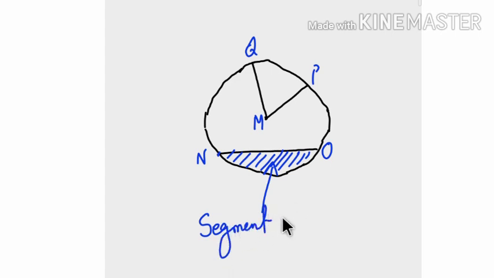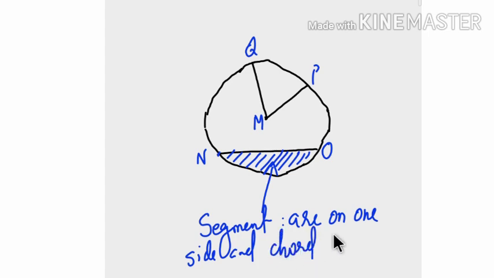A segment means an arc on one side and a chord on the other side. So this is a segment. This area is called a segment.